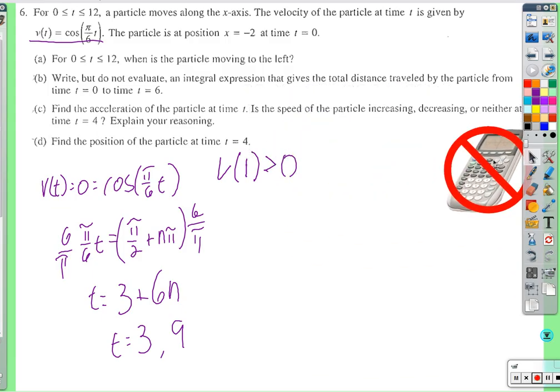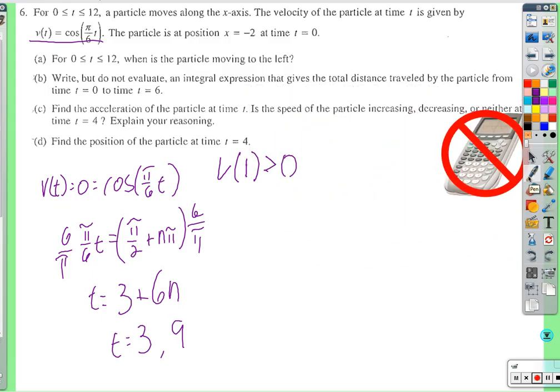How about v of 5? Yeah, that's a good idea because they cancel out the 6. So it's the cosine of pi. Cosine of pi is negative 1. So that is negative, so less than 0.